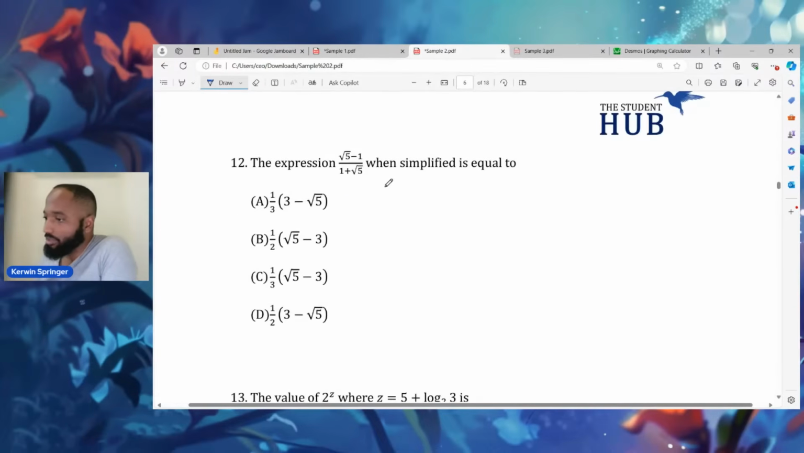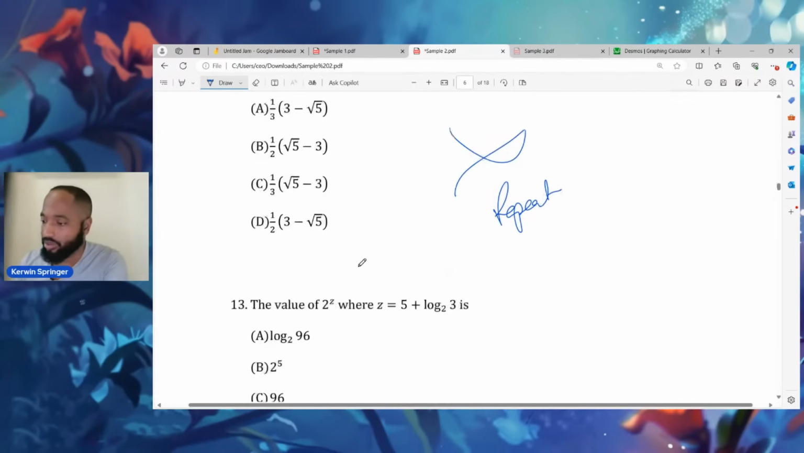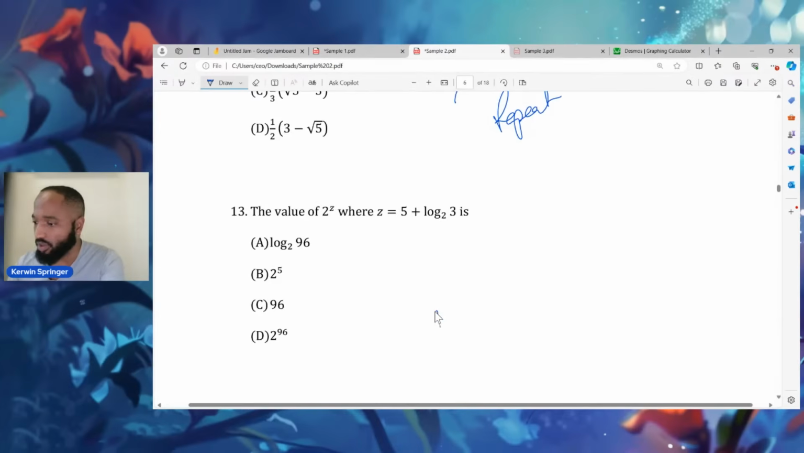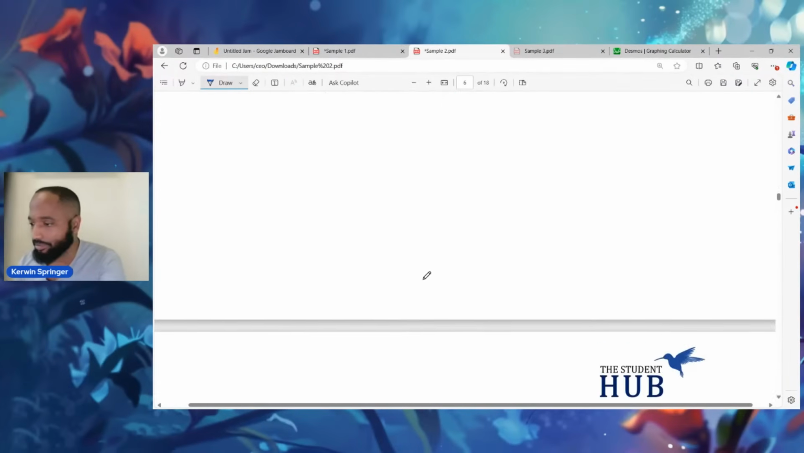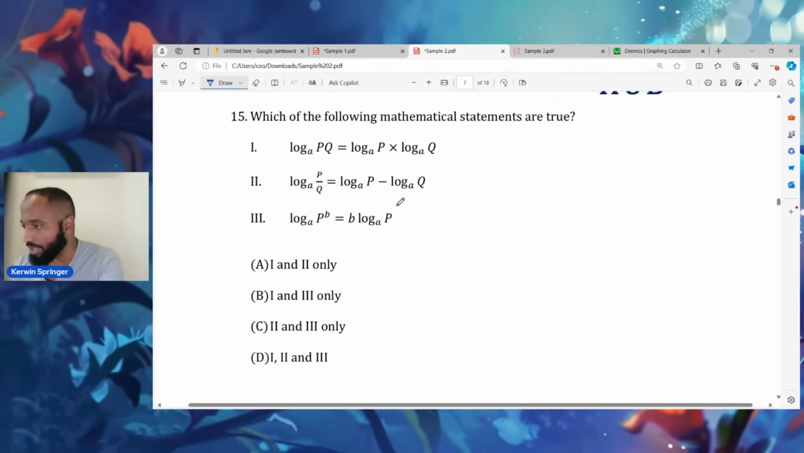The expression when simplified, is this a repeat? Was it B? This is a repeat, so I'm not doing this one. Repeat. Those of you who just jumped in, I could go back and check that. This is also a repeat. Was this 96? Repeat.